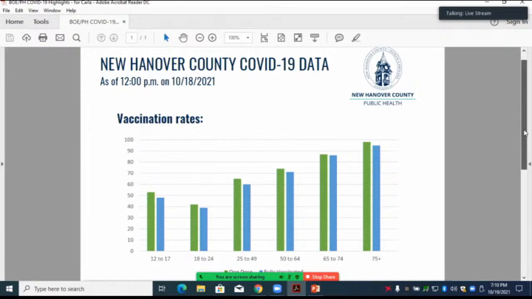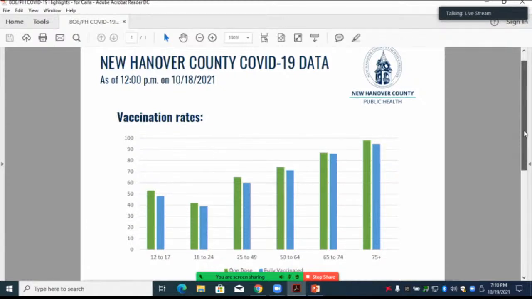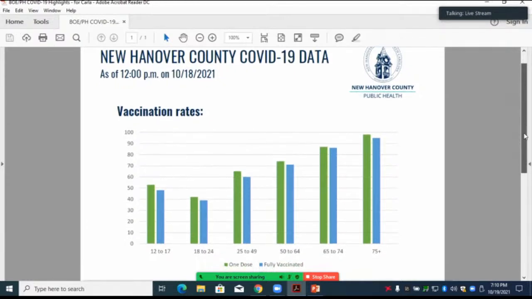I wanted to share our vaccination rates in New Hanover County. And obviously, I want you to pay attention to 12 to 17. Of those students who have had 1 dose, 12 to 17 years old, just over 52% have had 1 dose, and just under, I believe it's 48% are fully vaccinated. So that's encouraging, very encouraging, almost half of that population.